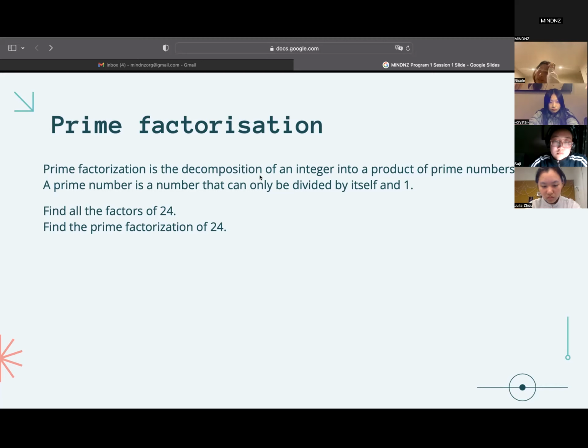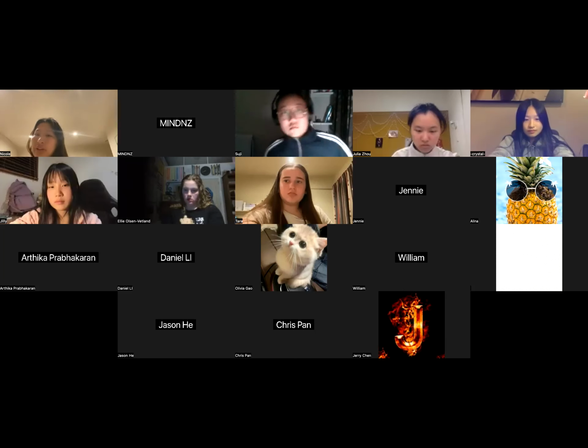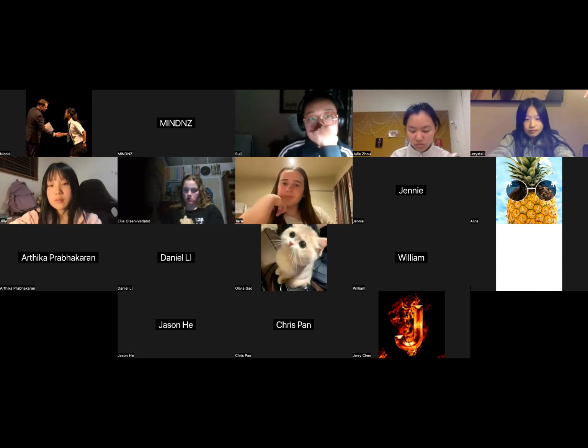So when we find the prime factorization, we want to count how many times these prime factors occur. Someone in the chat said it would be 2 to the power of 3 times 3, because when we break 24 down, you multiply 2 three times, and then you multiply it once by 3. So I'll share screen again just so we can make sure that everyone understands where we're going with this.